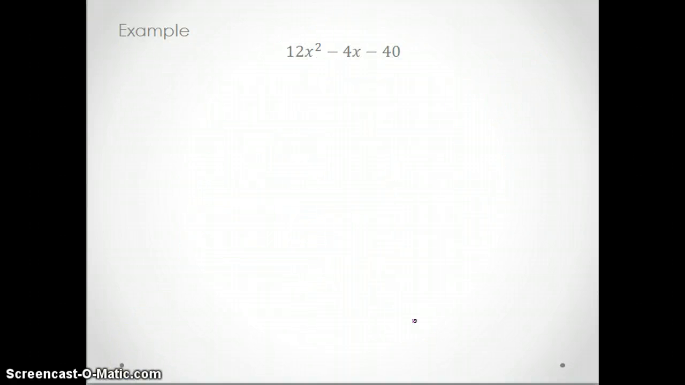Okay, I'm going to give you a chance to see one more example worked out. This is a little bit different from the previous two that we just did, because if we look at 12x squared minus 4x minus 40, notice all three of those terms have a common factor of 4. So we want to pull out that common factor first. And if we do that, we're left with 3x squared minus x minus 10. Okay? You can check by distributing.